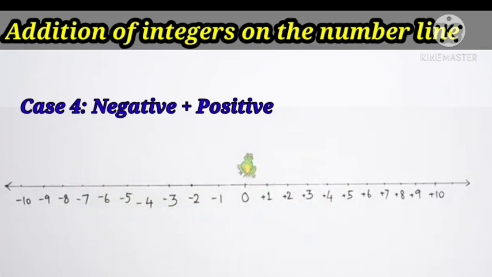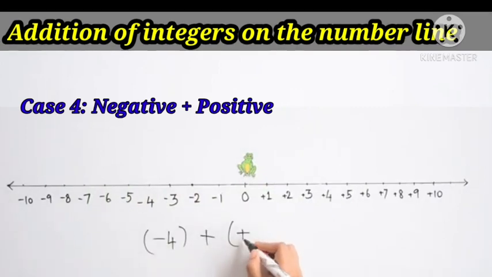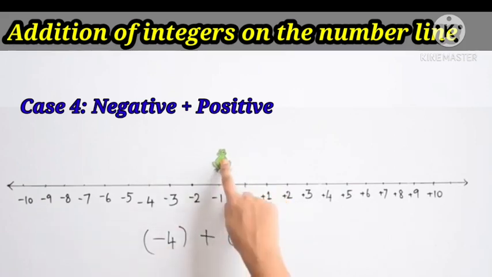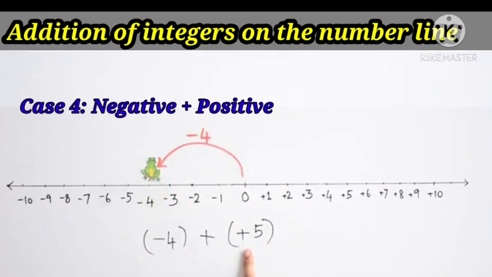Now case 4, let us see how to add a negative integer and a positive integer. Let us take an example, negative 4 plus 5. The first integer is minus 4. It means from 0, the frog has to move 4 steps to the left. The frog lands at minus 4. The second integer is plus 5.